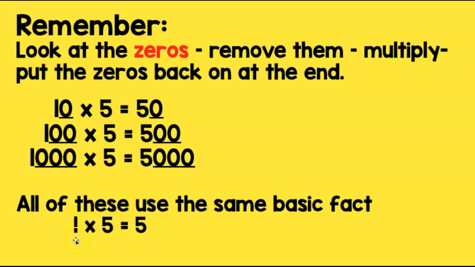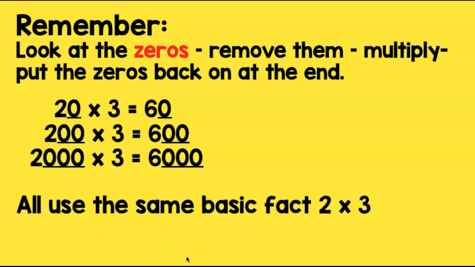So here we're using the basic math fact for the same on all of these problems. We have 1 times 5 equals 5. Here we have 1 zero, we add 1 zero. 10 times 5 equals 50. 2 zeros, add 2 zeros. 100 times 5 equals 500. 3 zeros, 1,000 times 5 equals 5,000.